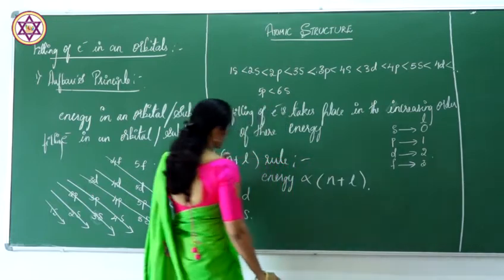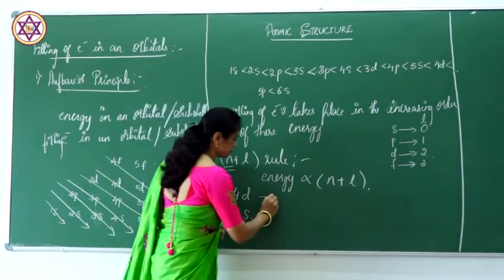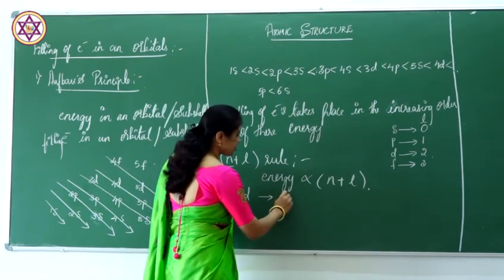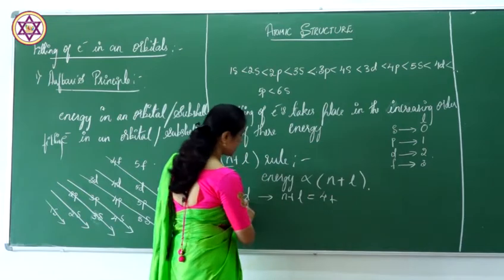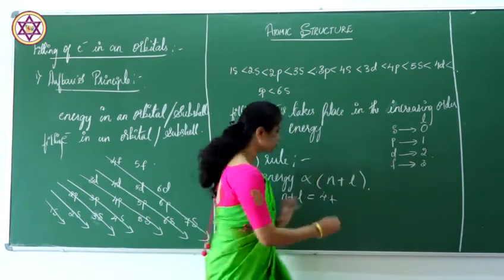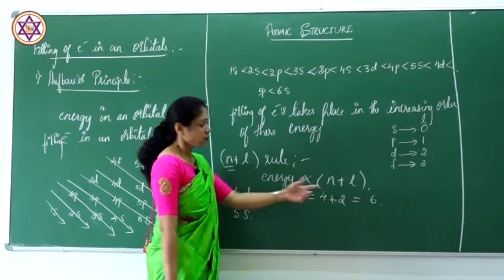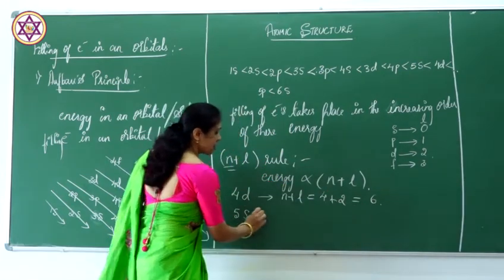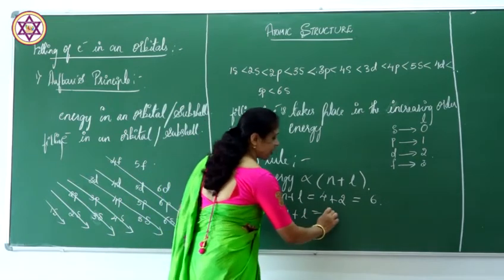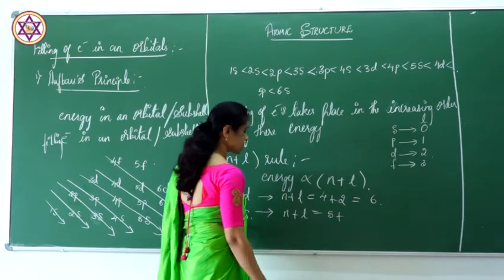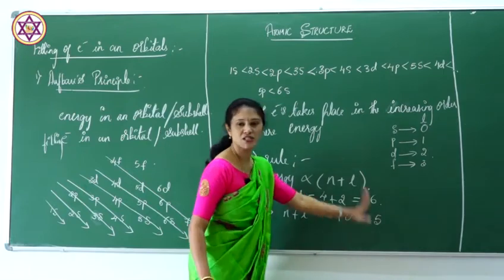If I apply the n plus L rule to the 4d subshell, what happens? The n value is 4, and the value of L for d is 2. 4 plus 2 is 6. You get the value as 6. For the 5s subshell, the n value is 5 and the L value for s is 0. 5 plus 0 is 5.